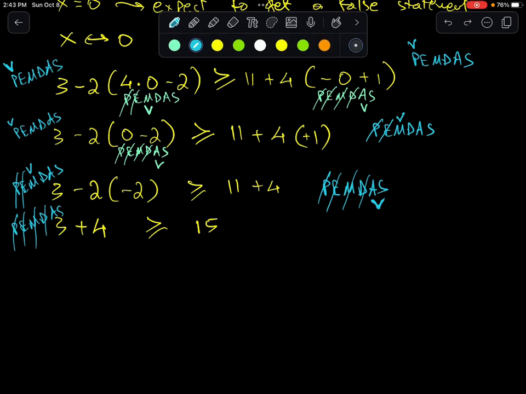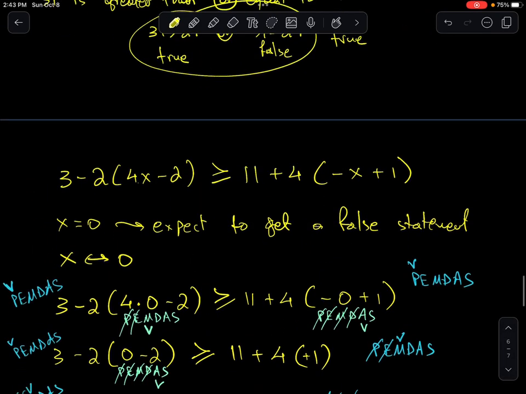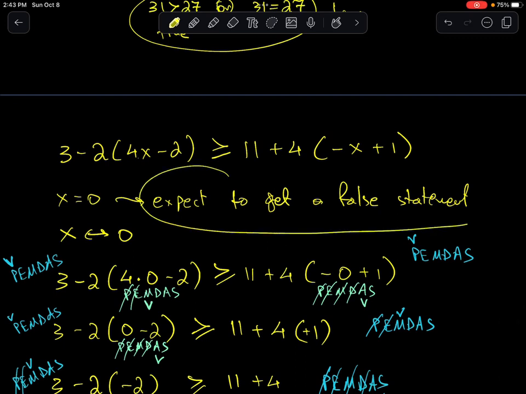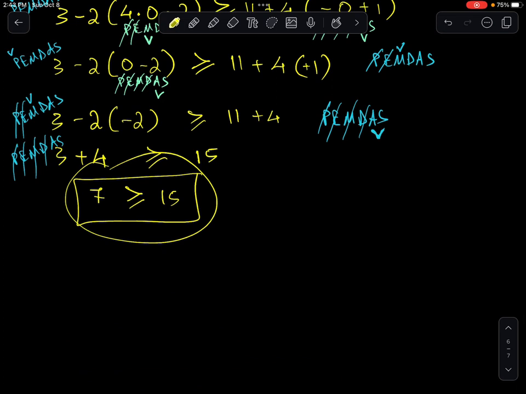And those are like terms. I can add them. So 3 plus 4 is 7. Greater than or equal to 15. Okay, this is what I found here. Now let's see what I expect to find. I expect to get a false statement. So I expect that this is false.